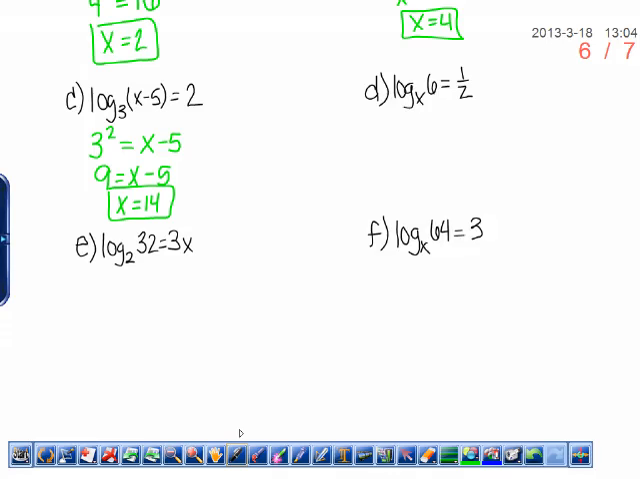All right, let's talk about D. Jack, what equation did you set up to solve D? X to the 1/2 equals 6. Good. And guys, what does that 1/2 power mean again? Square root. So basically we're asking the square root of what gives us 6? 36.